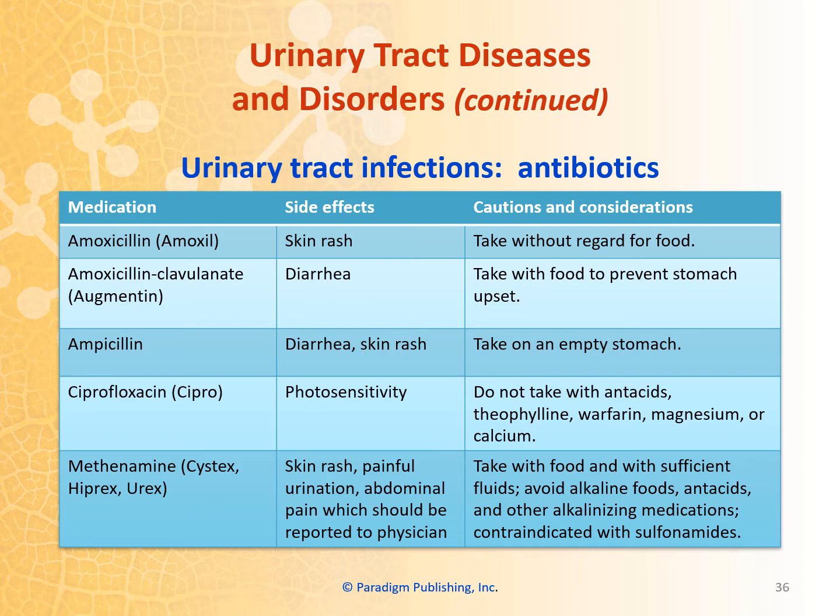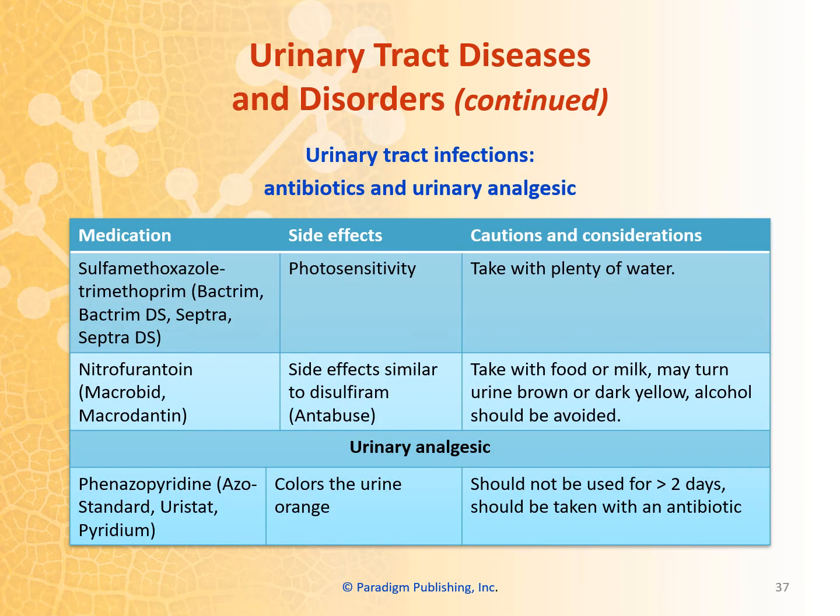There's different antibiotics that can be used to treat UTIs. Amoxil, Augmentin, ampicillin, Cipro, Cystex. They're all commonly used to treat UTIs. There's some more. Bactrim, Macrobid, Pyridium. Pyridium is the urinary analgesic.